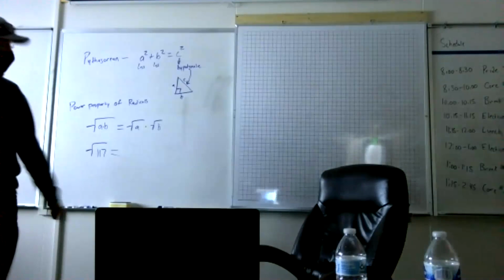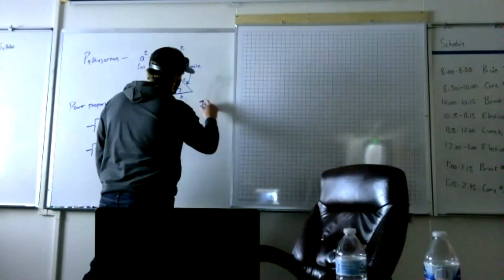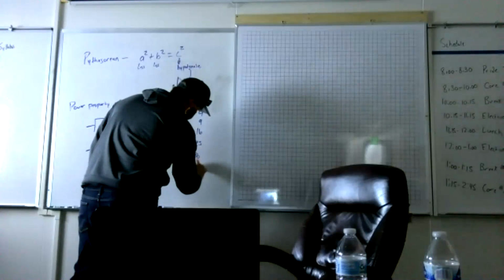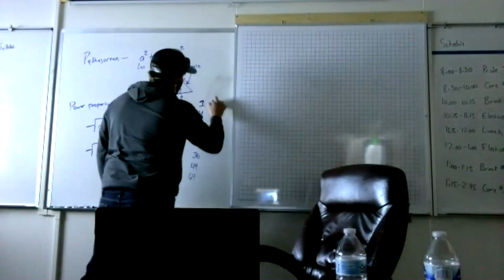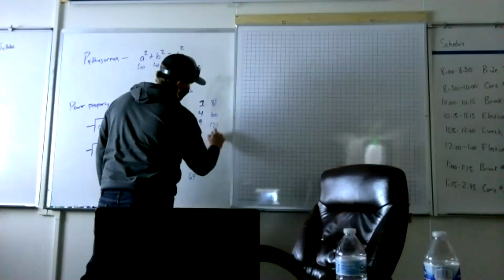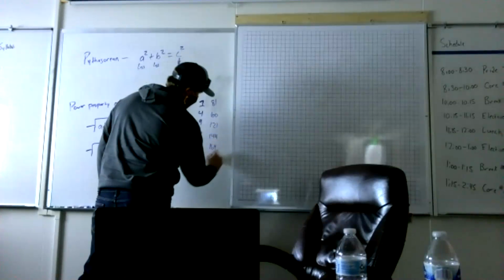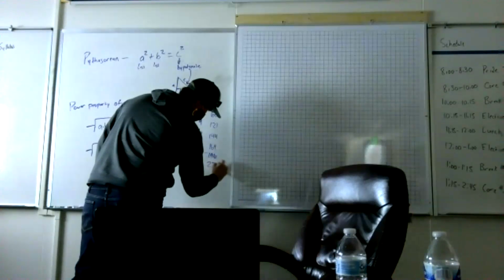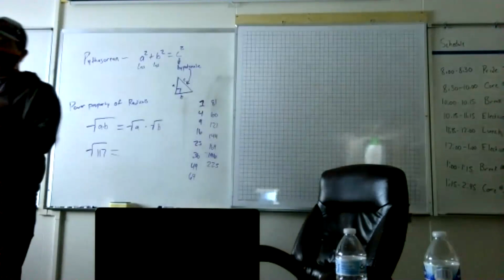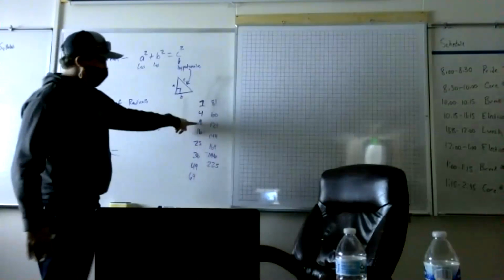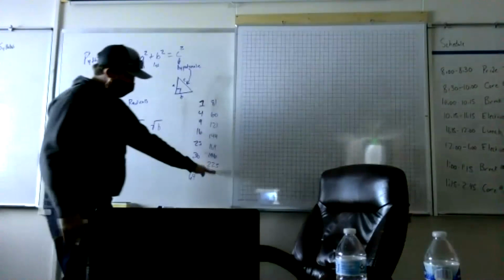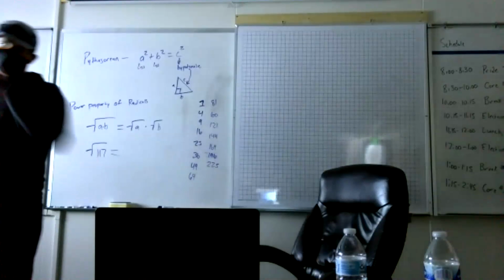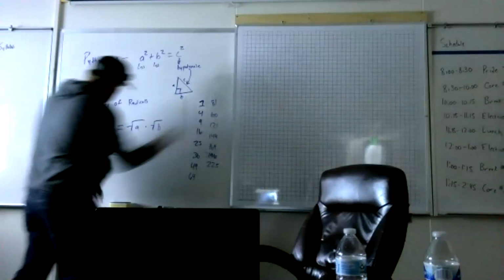Okay, so your perfect squares are like 1, 4, 9, 16, 25, 36, 49, 64, 81, 100, 121, 144, 169, 196, and then 225. Those are your perfect squares going up to 15. What I mean by perfect square is 3 squared is 9, 2 squared is 4, 15 squared is 225, 14 squared is 196, 13 squared 169, and so on. So stuff that you've heard, we're just going to use these to help break this apart.